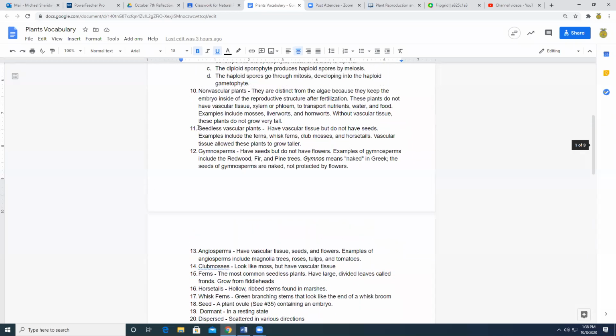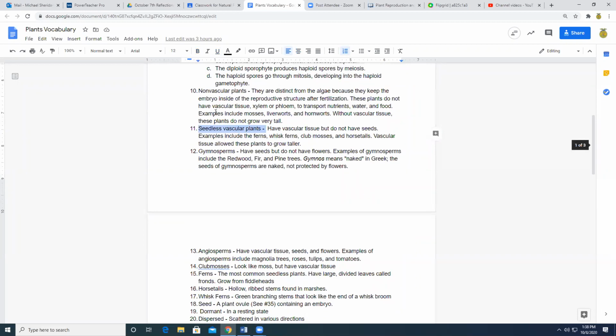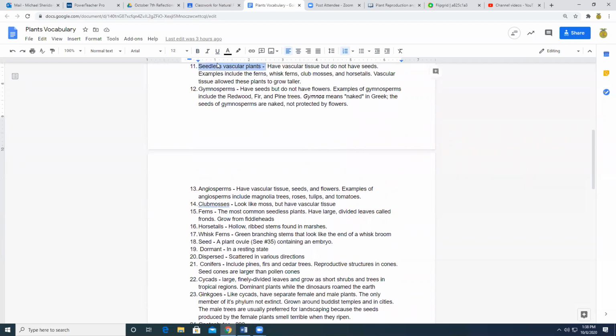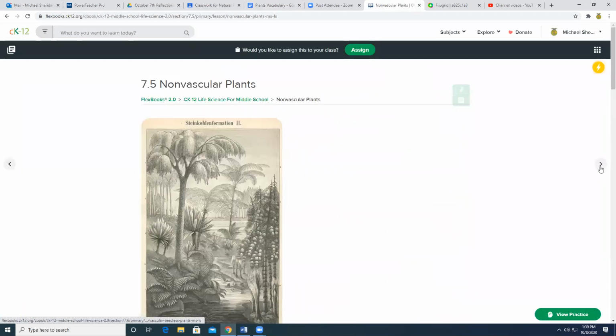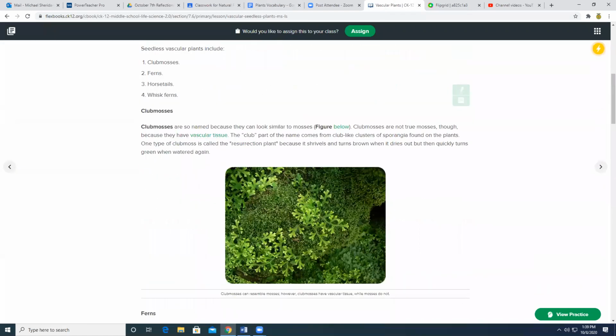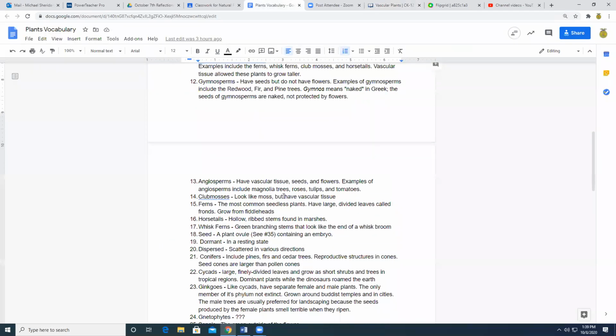Now we're going to get into these seedless vascular plants, and we're going to talk about non-vascular plants here. So look, I lied. We're back to seedless vascular plants. The ferns are going to be in here, but some examples that we talked about were club mosses, ferns, and horsetails. You can go back and find those in here. We skipped non-vascular plants. We went right to vascular plants and talked about club mosses, ferns, and horsetails. You can see those definitions. They're all written in your vocabulary here.